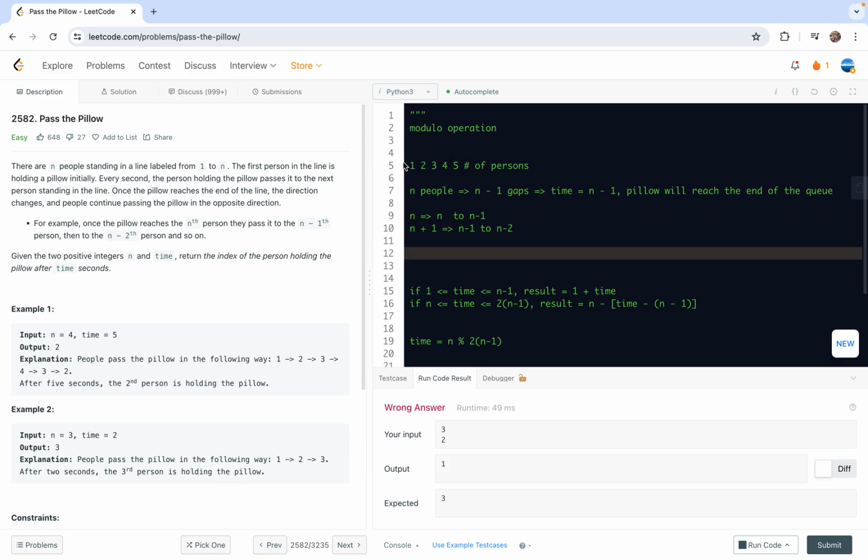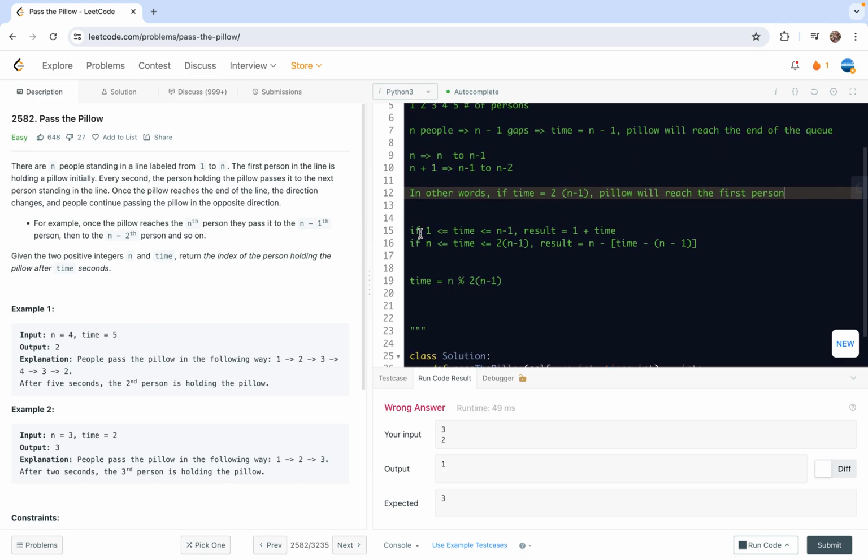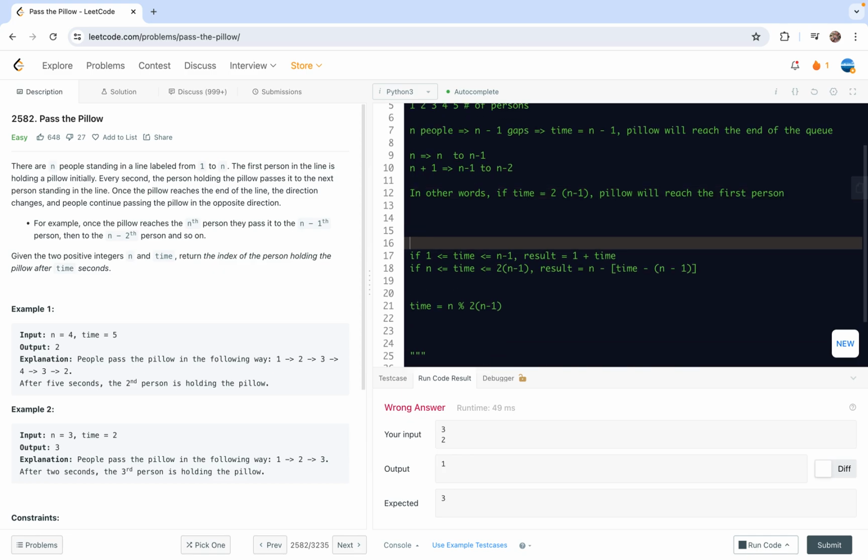But if you reverse it, again, it has n minus 1 gaps, right? So in other words, if time equals 2 times the gaps, then the pillow will reach the first person. Again, it will reach the end of the queue, but in the reverse direction. To summarize, if we do modulo operation, you can understand that if time is a multiple of this number, then it will arrive at the very beginning, the initial state. So we are going to use time equals time modulo this operation, 2 times n minus 1.